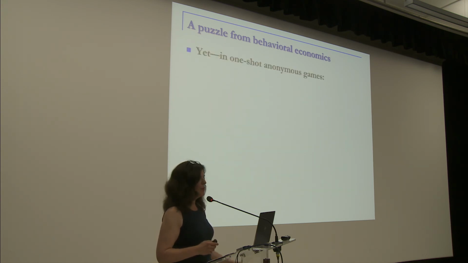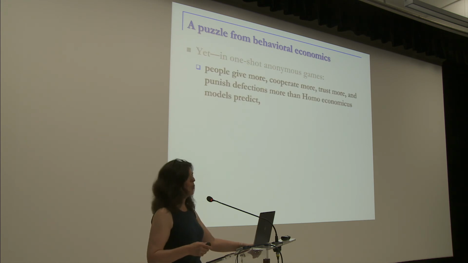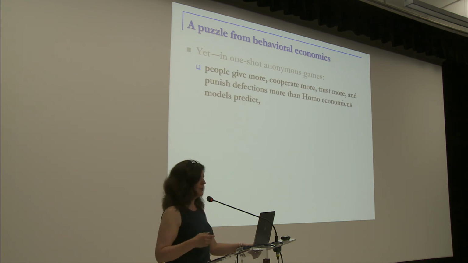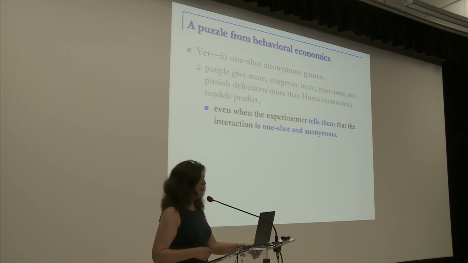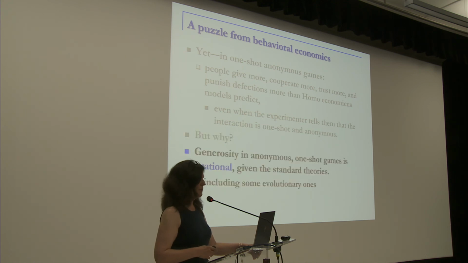Yet, in many one-shot anonymous games, people give more, cooperate more, trust more, and punish defection more than Homo economicus models predict, even when the experimenter tells them that the interaction is one-shot and anonymous. But why? Generosity in anonymous one-shot games is irrational given the standard theories, including some evolutionary ones. So what explains this? This is called excess altruism. What's explaining the excess altruism?